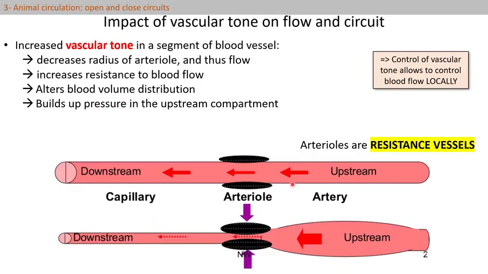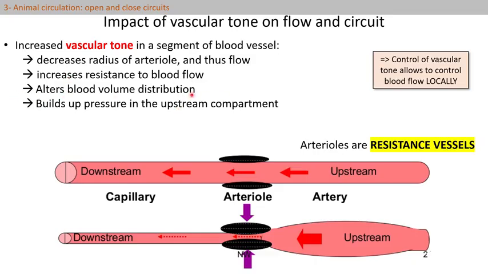In the compartment upstream, you actually increase the resistance to blood flow. That's what it means. So through changes in vascular tone, you can change how much flow there is in the capillary, and you can change the resistance of the flow in the artery. That's why arteries and arterioles are called resistance vessels, because they determine the resistance of the network.